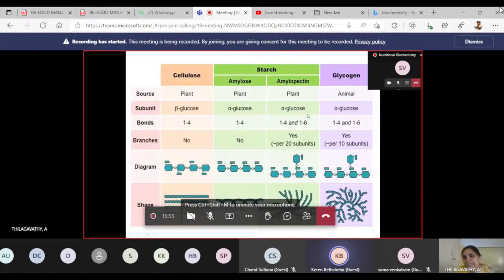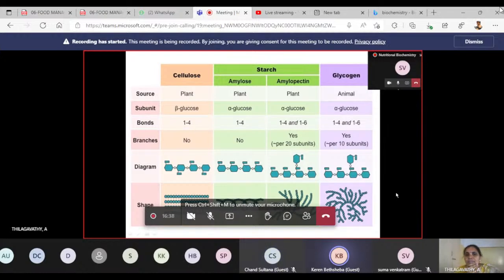So this is present only in amylopectin and glycogen because they are branched molecules. You can observe here. Whereas this is a linear molecule, so you will have just 1,4 linkage. Wherever branching occurs, there is 1,6 linkage. In amylopectin, branching occurs after 20 glucose units, whereas in glycogen, branching will occur after every 10 glucose units linked together. Is this clear now, the polysaccharides? So this I just gave as a basic idea of the differences.